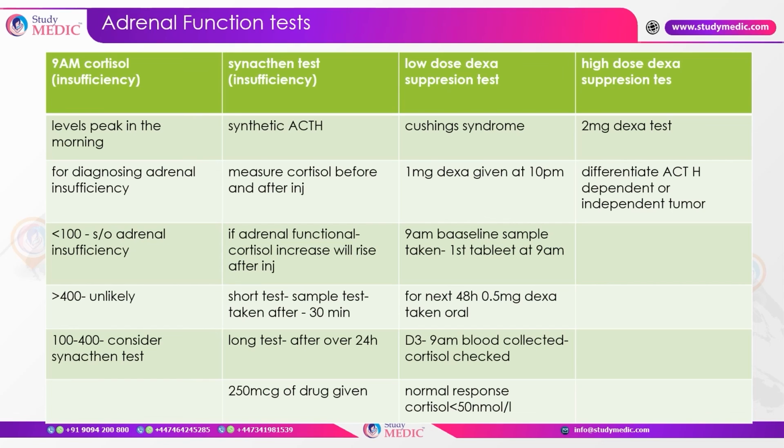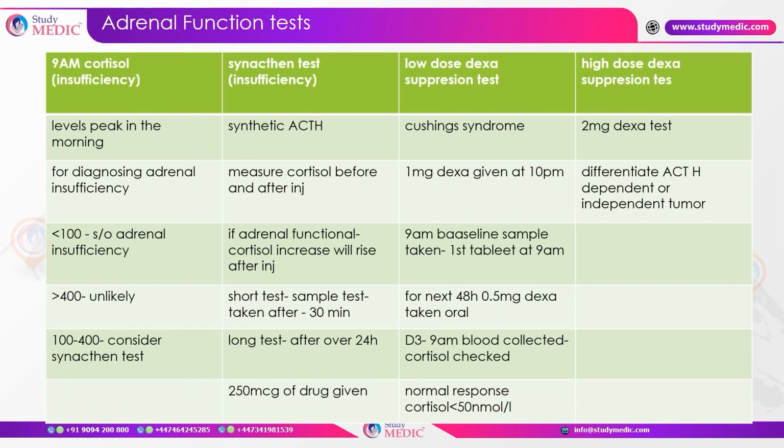Whereas if you have a 9 AM cortisol of less than 100, it indicates that there is adrenal insufficiency and you are diagnosing Addison's. But if the level of cortisol at 9 o'clock in the morning is between 100 and 400, then you are not sure of your diagnosis, and in these cases you have to do the synacthen test. Synacthen is synthetic ACTH. If after giving ACTH the levels of cortisol are raised, that means your adrenal is functioning well and you do not have adrenal insufficiency.